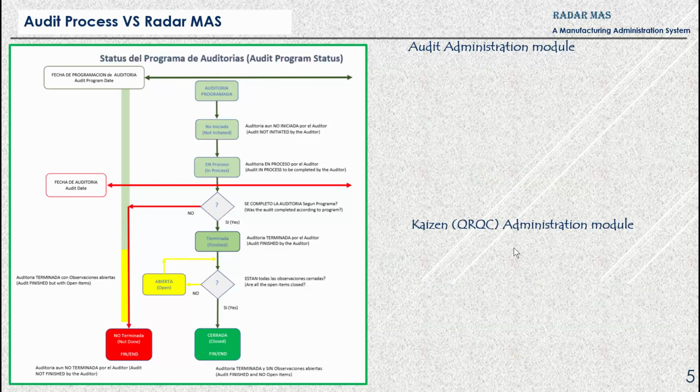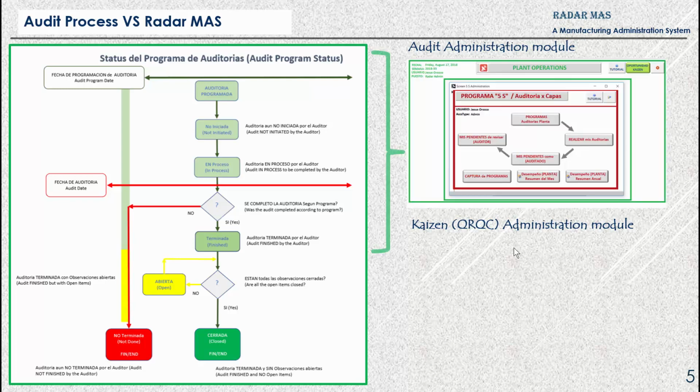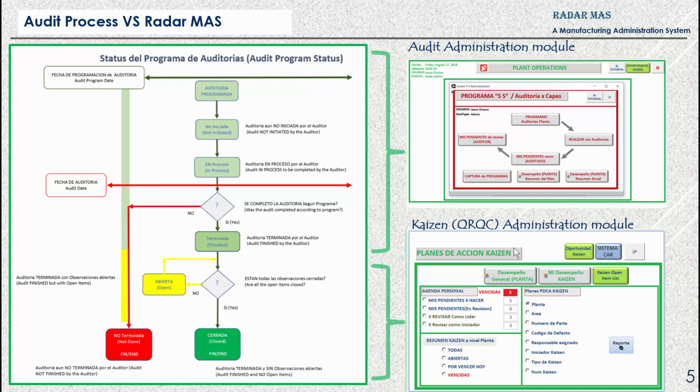This is the audit flow diagram. The first step is controlled by the audit screen. And the second one, the Kaizen system, to make sure that the observations found during the audit are timely and properly closed. Once the audits have been scheduled by the system administrator, we can say that the audit has been programmed.